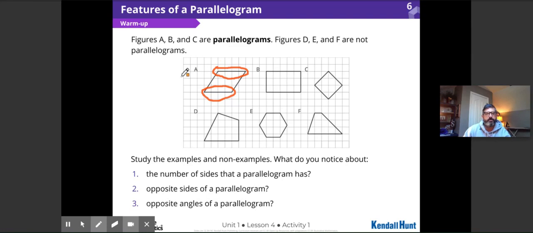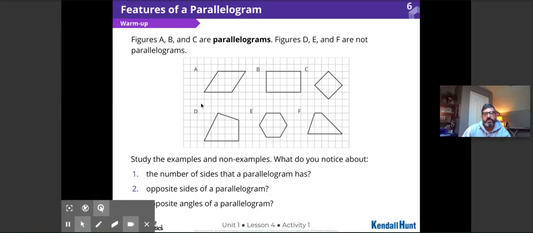They're parallel. And what that means is that if you extended those lines all the way out forever, they would never touch. So parallel lines never touch. If you were to draw them 1,000,000 miles long, they would never touch.